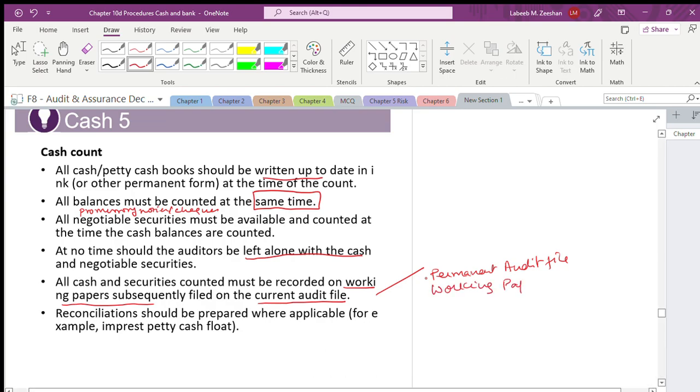Write down in your notes. Tomorrow I will ask you this. I will not ask generally, I will ask one specific person, anyone. The permanent audit file and the working papers. And I will also ask you something related to documentation.